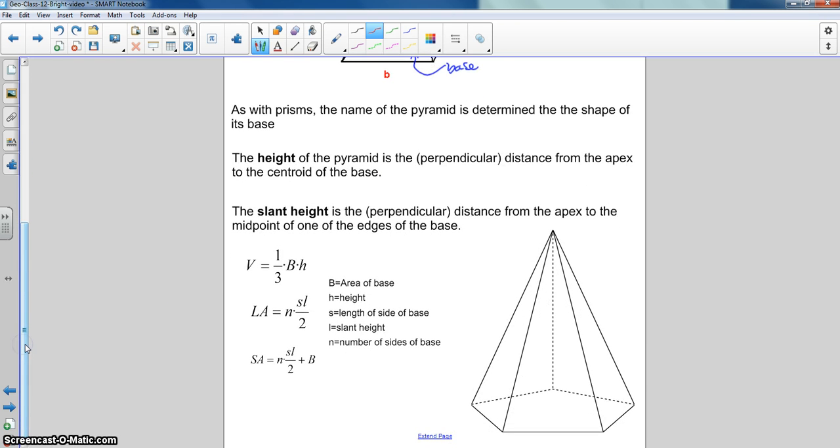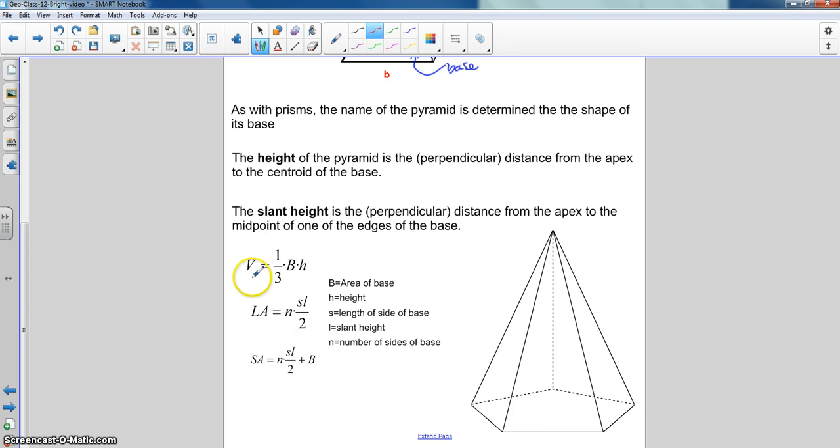As we talked about in one of the previous videos with prisms, we can talk about different numerical quantities associated to any three-dimensional figure. Volume is one quantity, lateral area, and surface area. Lateral area is just the area of the sides, and surface area includes the lateral area, but also includes the area of that base.